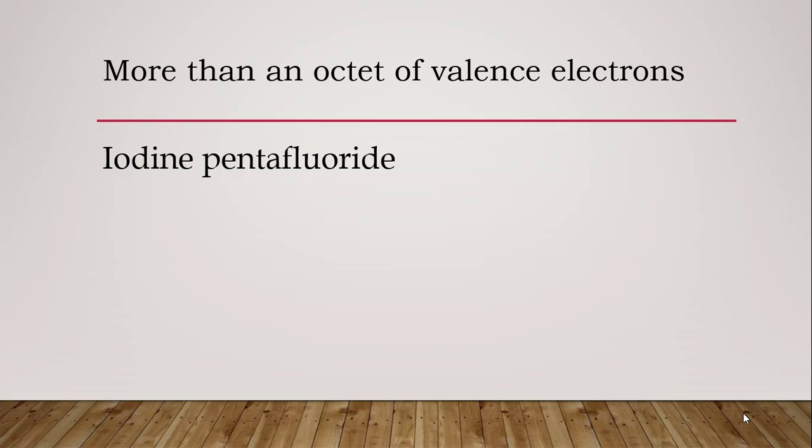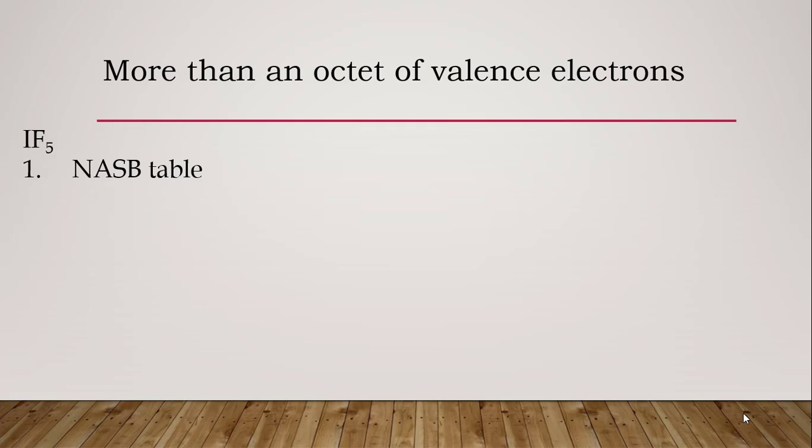So let's take a look at iodine pentafluoride, or IF5. Well, if you take a look at IF5, it's pretty obvious that the iodine will be the central atom, and now you have 5 fluorines to attach to the iodine, which means you have to have 5 single bonds at least. Each single bond has 2 electrons, so that's a minimum of 10 electrons in the valence shell for iodine. That's an expanded octet. We're going to tackle the problem the same way, but we will notice some differences. So using the IF5 as an example, we're going to start with the NASB table.